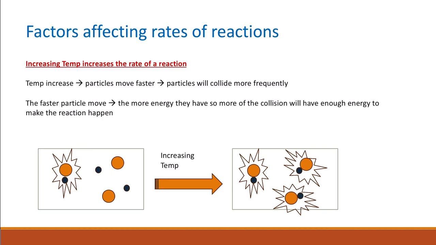This is because with higher temperature, the particles will have higher energy, so they will start to move faster. Faster moving particles means that more collisions will be found between the particles, or more frequent collisions. Also, the collisions will have enough energy for the reaction to start. So basically, they're going to have more than the activation energy.